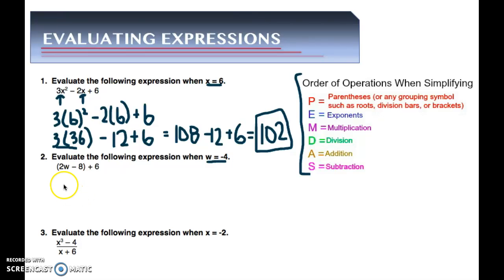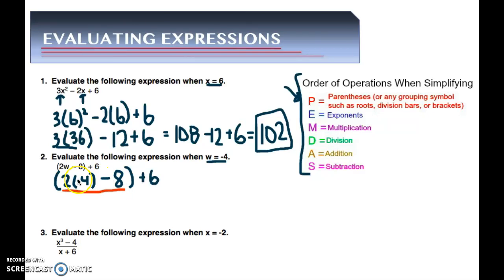W is equal to negative 4. So what I'll do, I will put negative 4 in for all of the w's that are in my expression. So I replace that w with a negative 4. I have a negative 8, or subtract 8, and an add 6 outside. Okay, so going back to order of operations, the first thing that I should notice is, wow, there's a parentheses there. So as soon as you see that parentheses, you want to look inside there first. So let's dig inside there first.